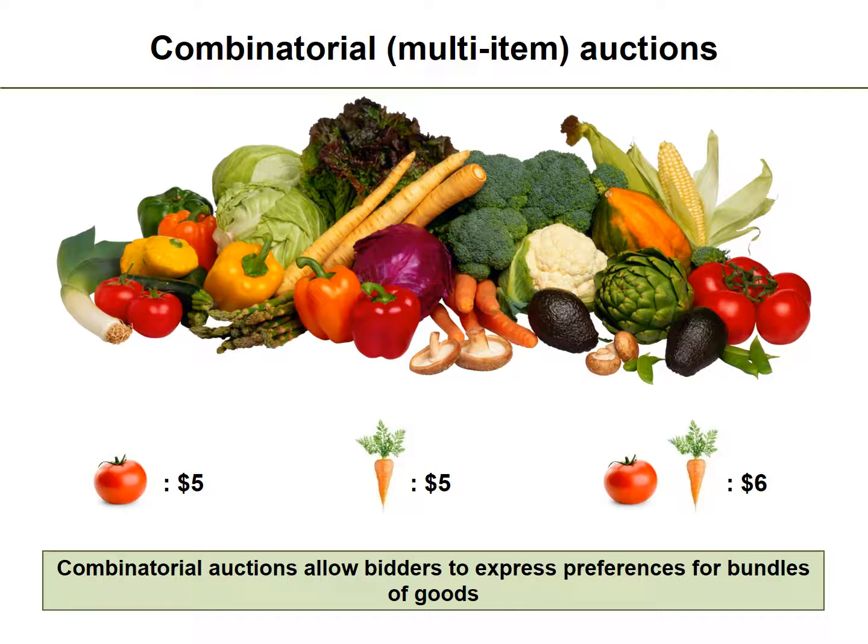In the combinatorial setting, the amount a bidder values a bundle of goods may not equal the sum of the amounts she values the individual items in that bundle. Thus, combinatorial auctions allow the bidders to express their complex preferences.